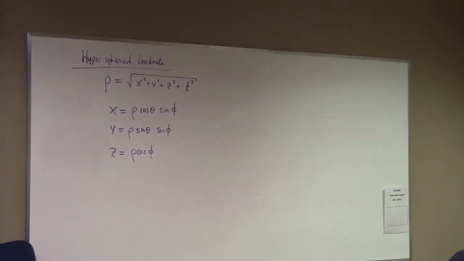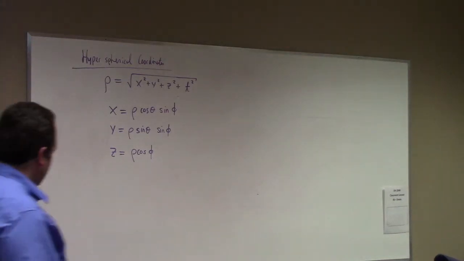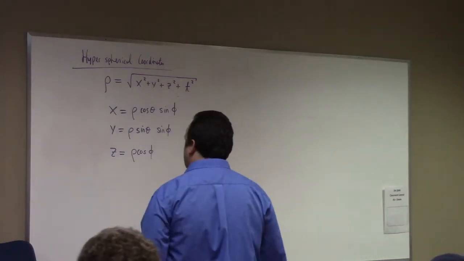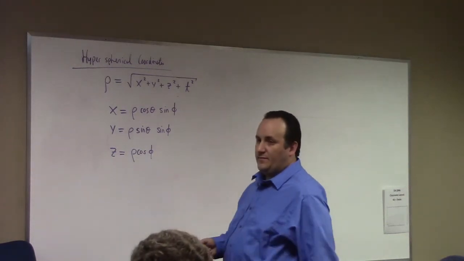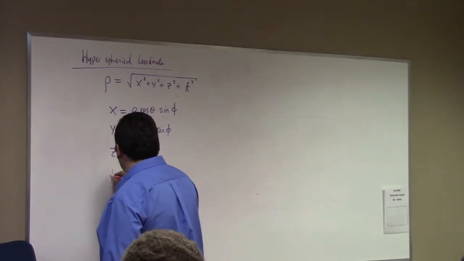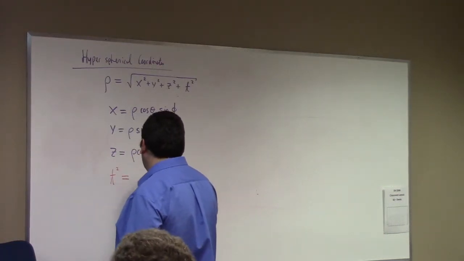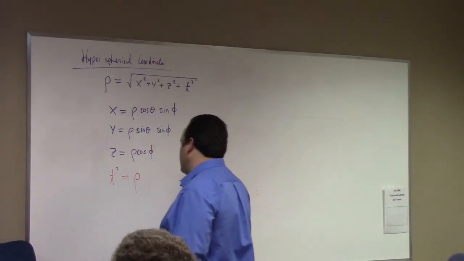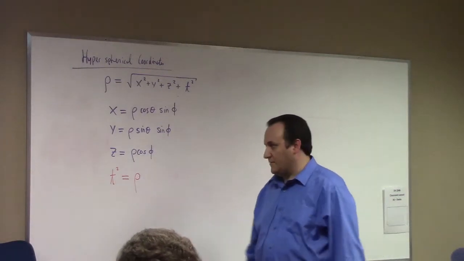Here's how you make hyperspherical coordinates. What happens if you sum the squares of these, x squared plus y squared plus z squared, what do you get? You get rho squared, right? But we don't want that. We want x squared plus y squared plus z squared plus t squared, right? So I'm going to have to put a rho in t.